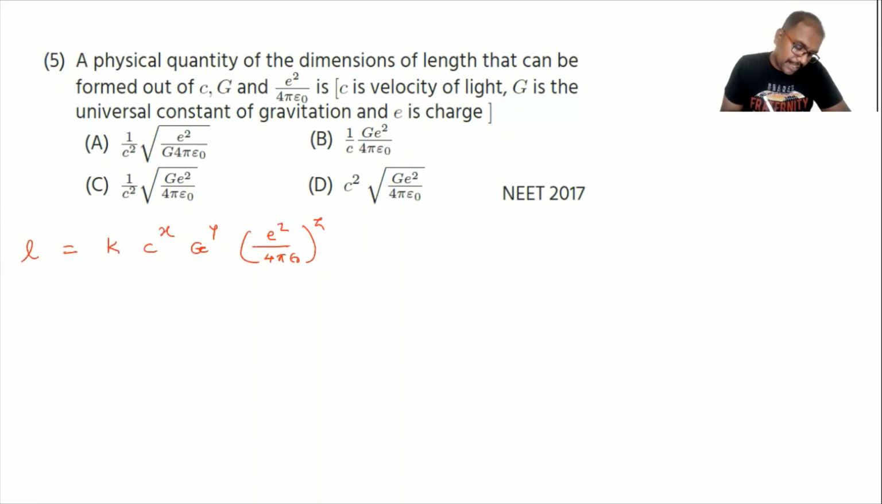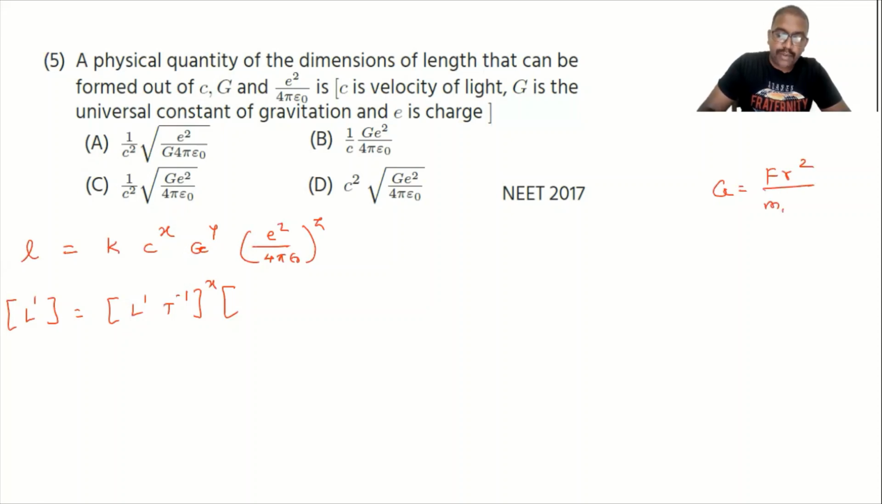Now I can substitute their dimension. Dimension of length is L raised to 1. K is a numerical constant, so it doesn't have dimension. Dimension of C. C is the velocity, meter per second is the unit, so meter per second raised to x. G is again the universal gravitational constant. G is given by the formula F r square divided by m1 m2. So here, L cubed M minus 1 T raised to minus 2 is the dimension of G. L cubed M minus 1 T raised to minus 2 raised to y, and this e square divided by 4 pi epsilon 0.